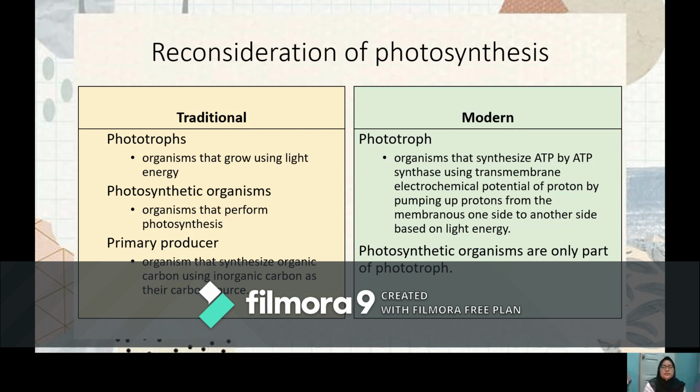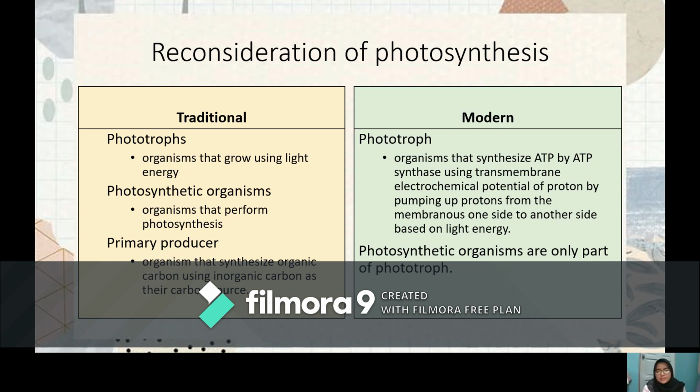So after a few researches and discoveries, there is a reconsideration of photosynthesis. In traditional times, the phototroph was thought to be an organism that grows using light energy, while the photosynthetic organism is an organism that performs photosynthesis. This photosynthetic organism is the representative of the phototroph, and the primary producer is the organism that synthesizes organic carbon using inorganic carbon as its carbon source.